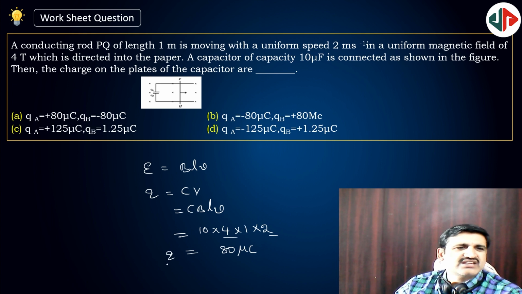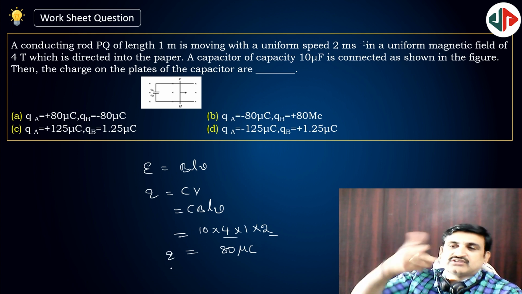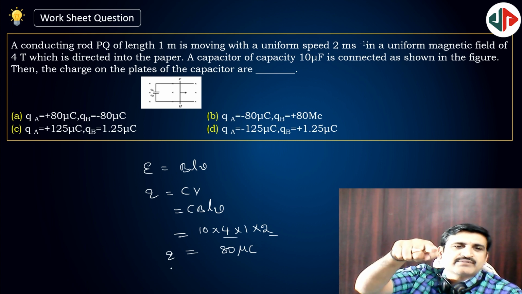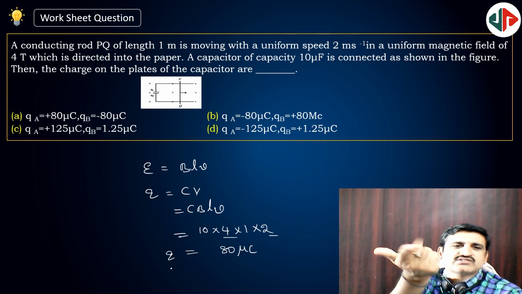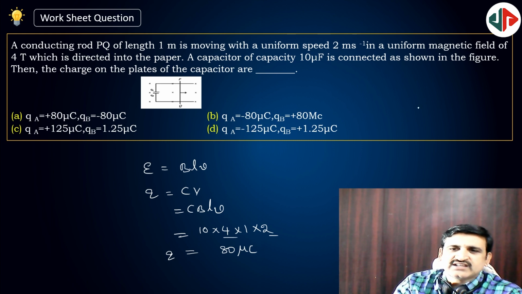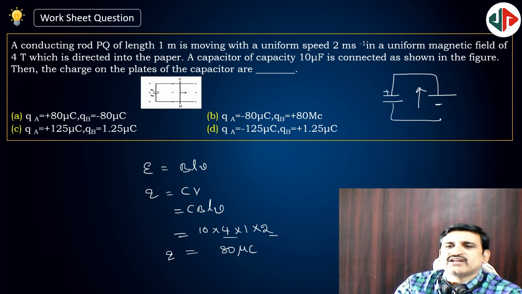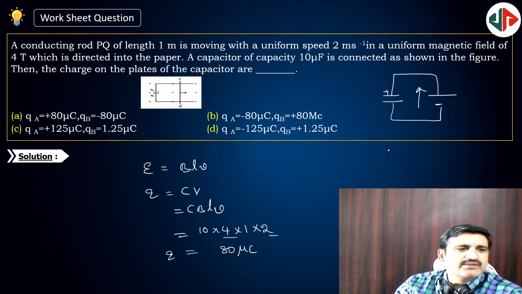What is next? The charge on the plates of the capacitor: which one is positive, which one is negative? Use the right hand thumb rule, Fleming's, that is field and motion. So current is upwards. Current is going like that, which means it's a cell. In the cell, current goes from the negative terminal to the positive terminal. So the upper plate will have positive, and the lower plate will have negative. As per that, you can take option A, I think so.